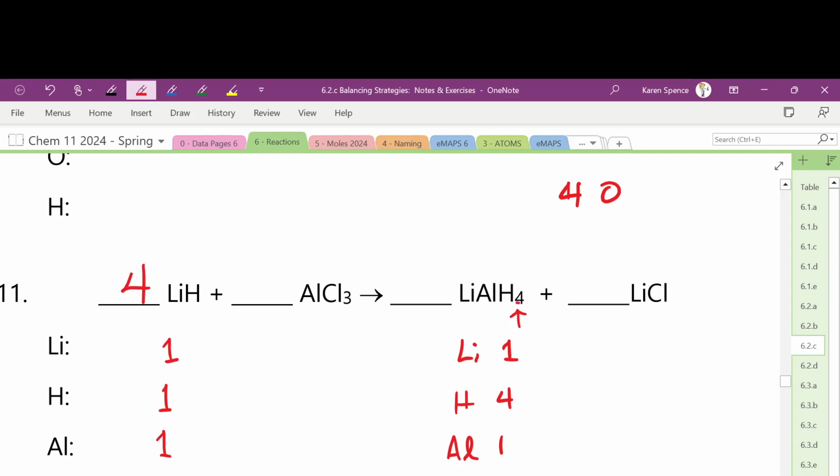We'll put a 4 in front of the LiH. That gives us 4 Li's and 4 H's. This pen will drive me bananas. That's okay. All right.